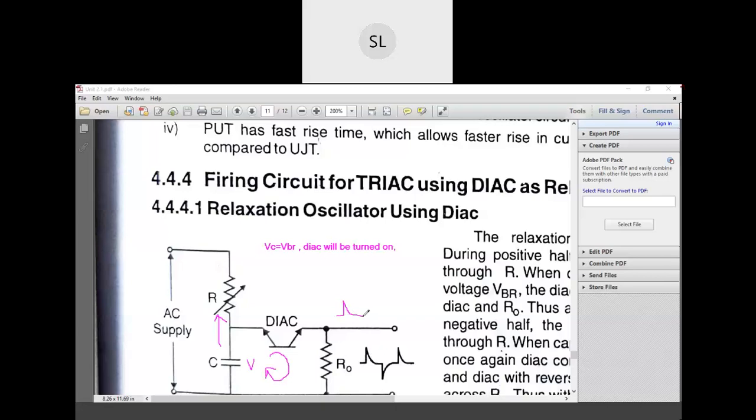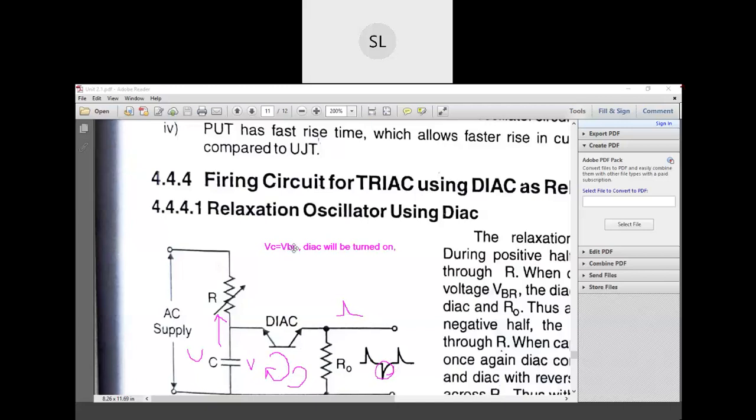Okay. Now during the negative half cycle, what will happen? During the negative half cycle, again the capacitor will start charging in the opposite direction through this resistor R. Again, whenever the voltage across this capacitor is equal to the breakdown voltage of this diac, the diac will be turned on, and once it is turned on, the capacitor will start discharging through R0 and the diac, providing one more pulse across this R0. So here one more pulse will be generated.